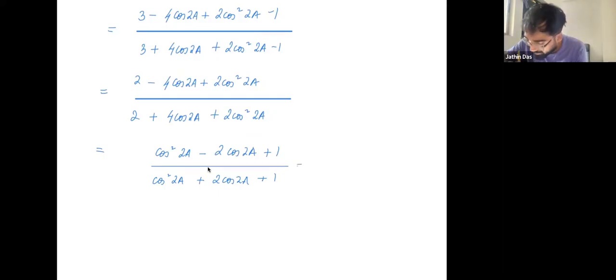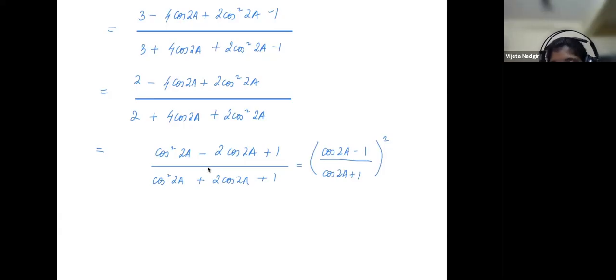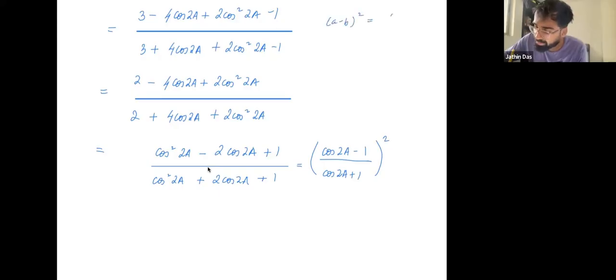Numerator and denominator, it's an identity: a square minus 2ab plus b square, and below it is a square plus 2ab plus b square. So it is basically (cos 2a minus 1) over (cos 2a plus 1), whole square. Now you know (a minus b) whole square and (b minus a) whole square make no difference. So instead of writing cos 2a minus 1, I'll write it as 1 minus cos 2a, and this too I can write as 1 plus cos 2a.